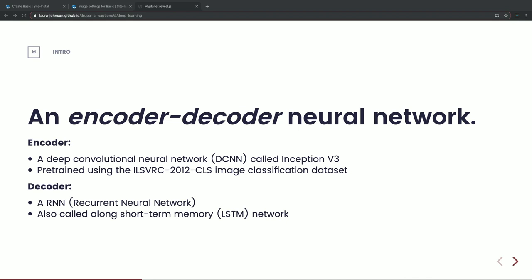The decoder is an RNN, which is also called a recurrent neural network, and also called a long short-term memory network. And they are good for sequencing. And in this case, the network produces one word at a time. So the sequence is actually the sentence that it produces.